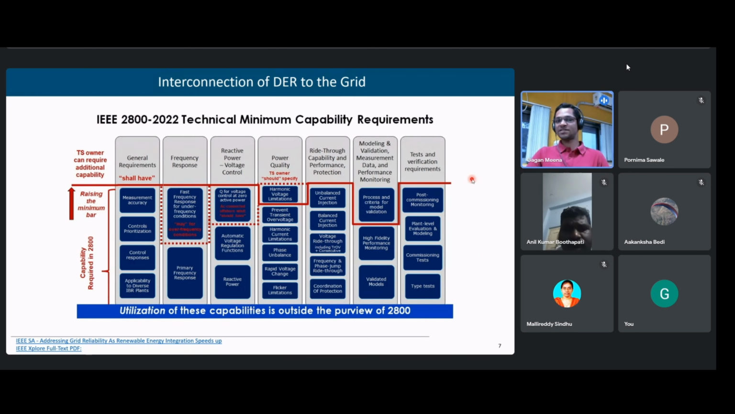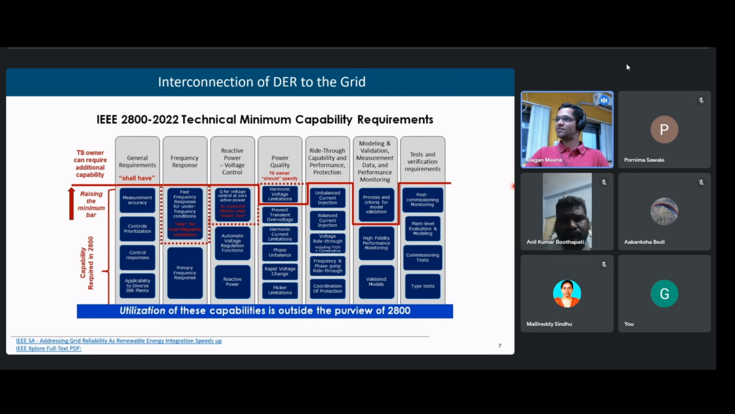While in operation, there are requirements for frequency response, reactive power, voltage control, power quality, ride through capability, performance, and protection. We will not go through the details of these because each topic itself will take time. I've just mentioned this so that in future, when you come across IEEE 2800, you know there is a standard, and if you want to refer to it, you can go through it.